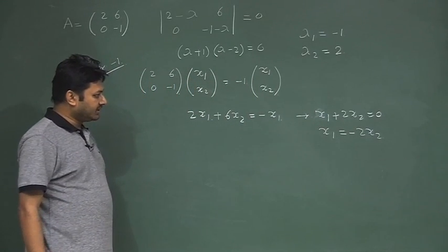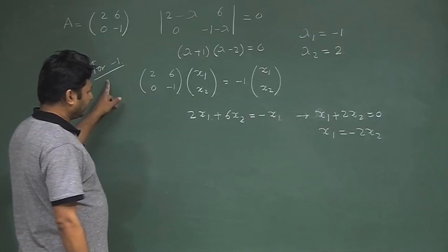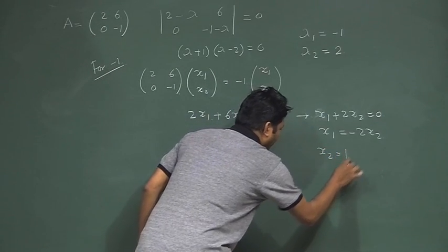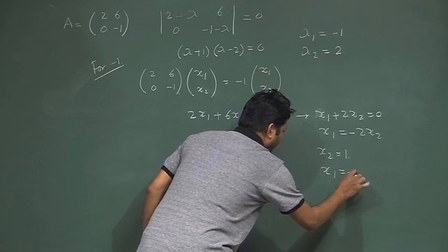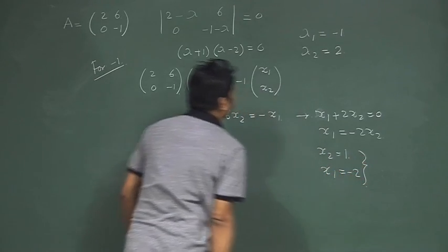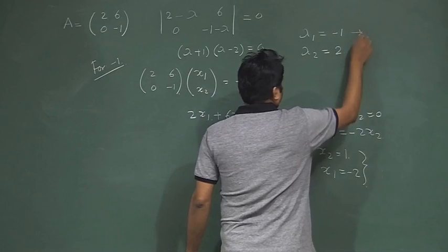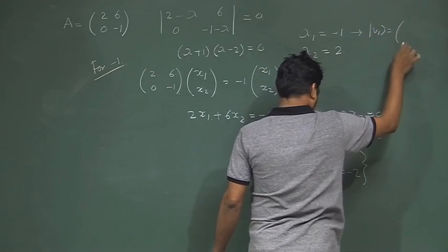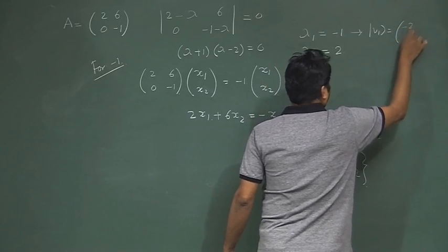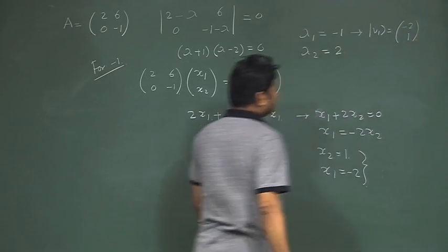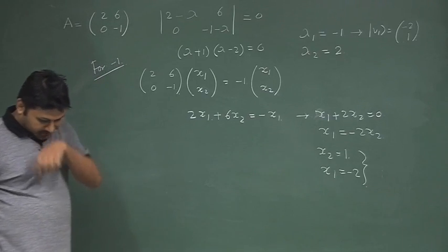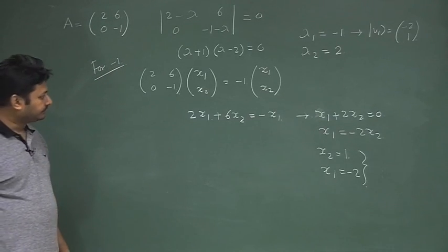So x1 is equal to minus 2x2. So for my first eigenvector, if I put x2 equal to 1, then x1 is equal to minus 2. So my first eigenvector, say v1, is coming out to be [minus 2, 1].